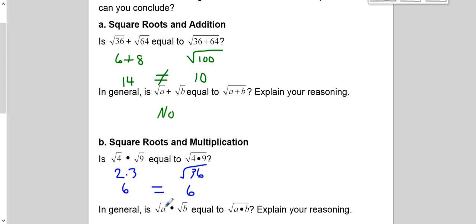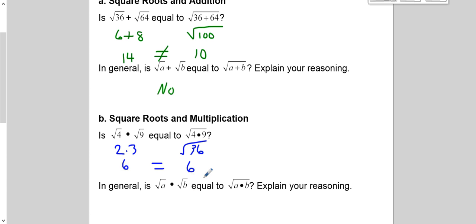So it works with multiplication, but it did not work with addition. So in general, the square root of a times the square root of b is equal to the square root of a times b. It works for multiplication, but it does not work for addition. So our reasoning is the example that we have.